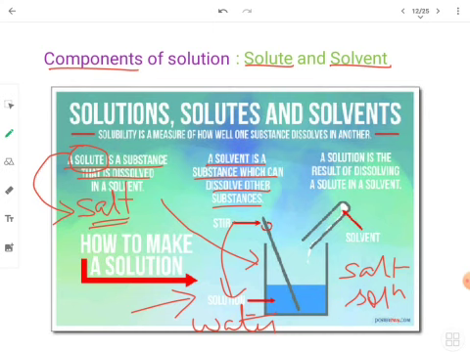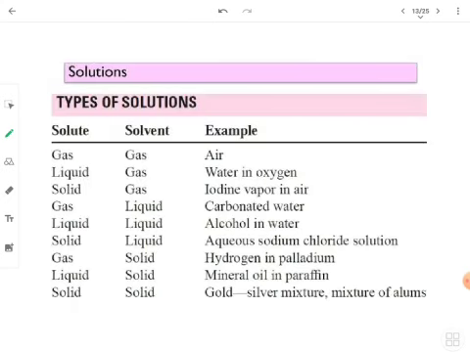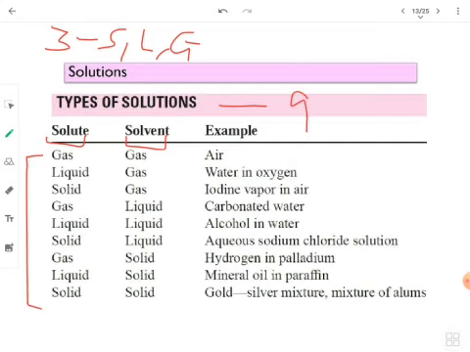Now depending upon what your solute and solvent are, there are different types of solution. Because your solute and your solvent can both be in any of the three states of matter. What were the three states of matter? Solid, liquid and gas. So based upon this combination, we have 9 such combinations. Therefore, how many types of solution can we have? We can have 9 types of solution.